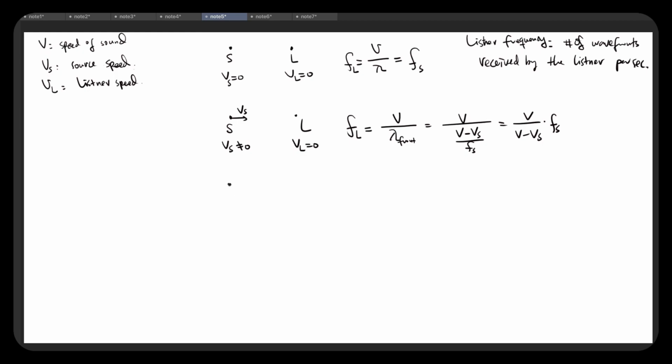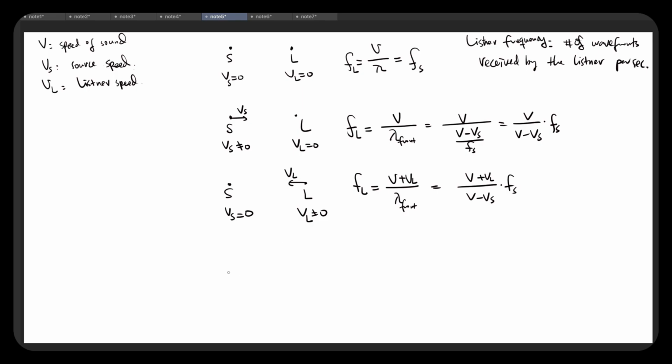Now, what happens if the source is not moving, but the listener is moving toward the source? Now, here is the frequency the listener hears. After the wavefront leaves the source, it's going to propagate with speed V. But because the listener is moving toward the source, the relative velocity of the wavefront with respect to the listener increases by this amount. The wavelength is still the regular one, so we have (V plus VL) over (V minus Vs) times Fs as the frequency the listener hears.